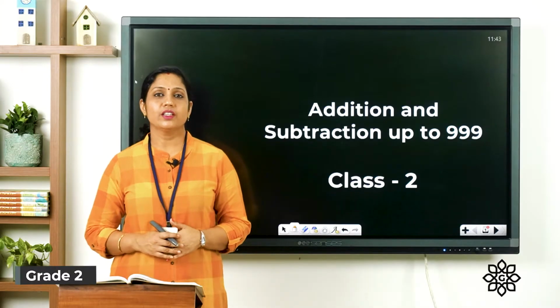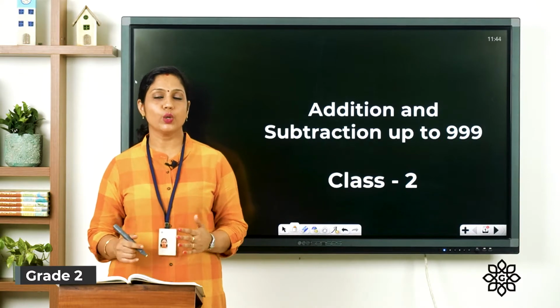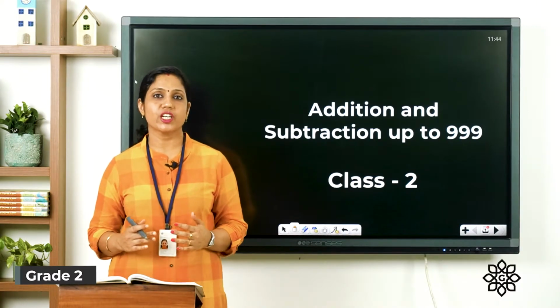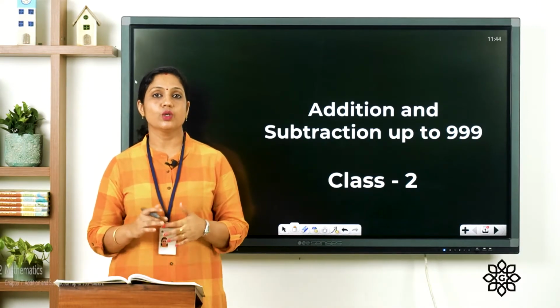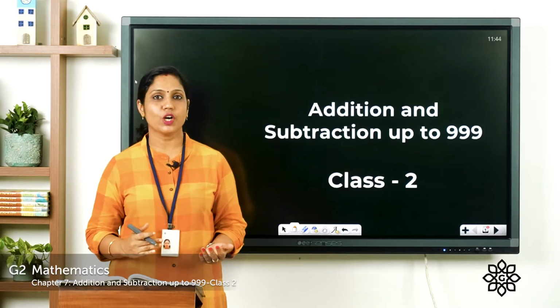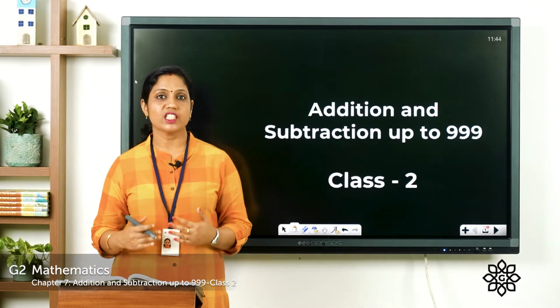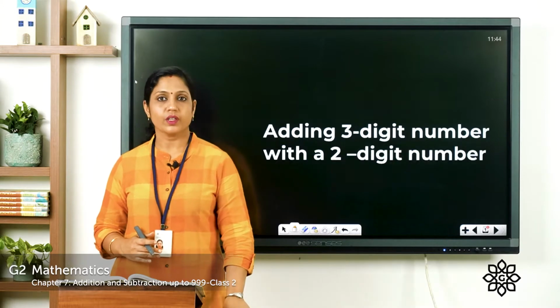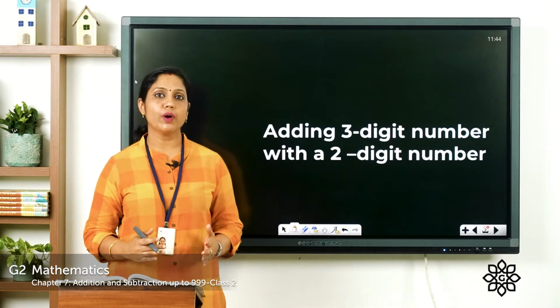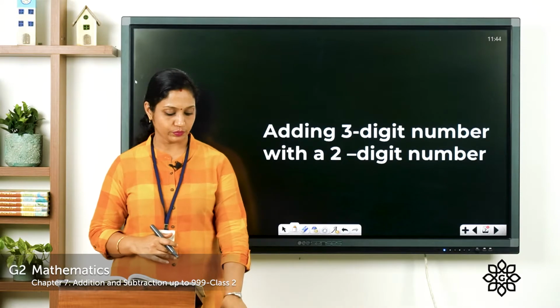Good morning, children. Today in Maths, let's continue with the chapter addition and subtraction up to 999. So hope you have understood all that was taught in our previous class. So today let's move on to today's topic, adding a 3-digit number with a 2-digit number.